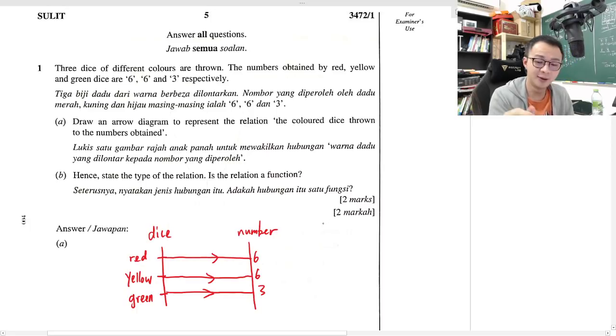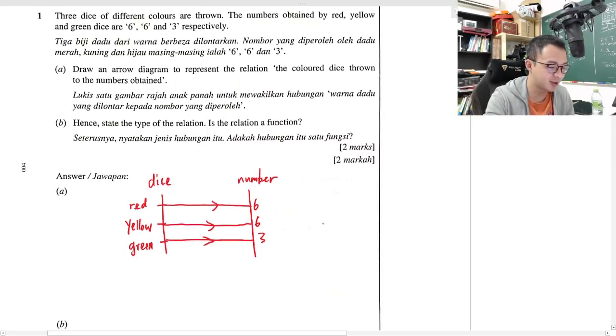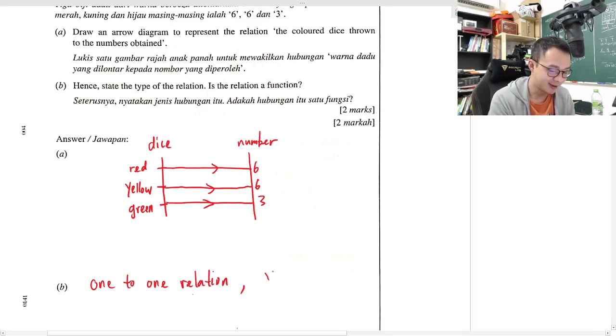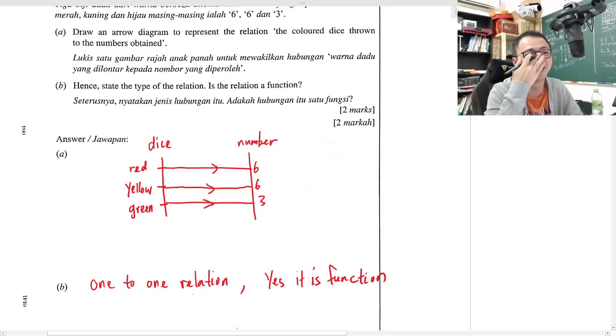Then state the relation, and is the relation a function? First, this is a many-to-one relation, because you can see each color only goes to one number. Yes, this is a function. This 2-mark question needs some drawing here.